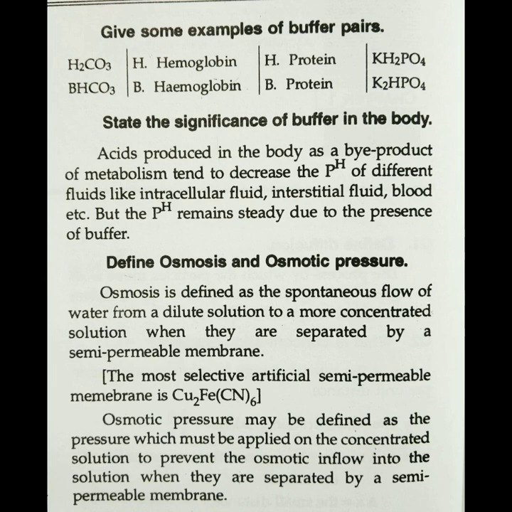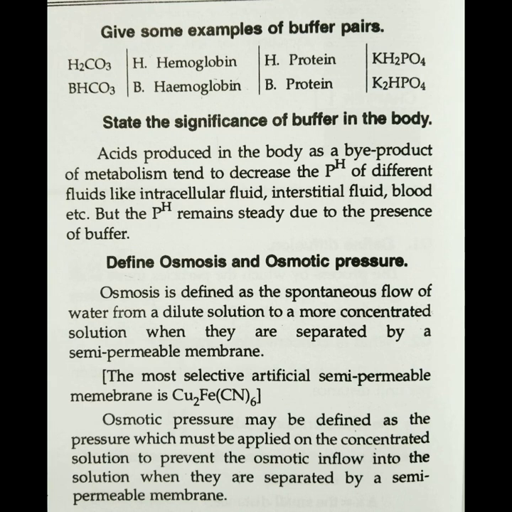Acids produced in the body as a byproduct of metabolism tend to decrease the pH of different fluids like intracellular fluid, interstitial fluid, blood, etc. But the pH remains steady due to the presence of buffer. Now osmosis and osmotic pressure are also described here.